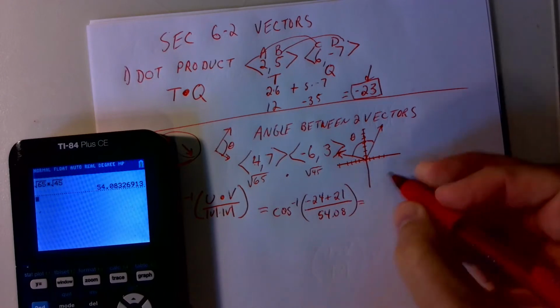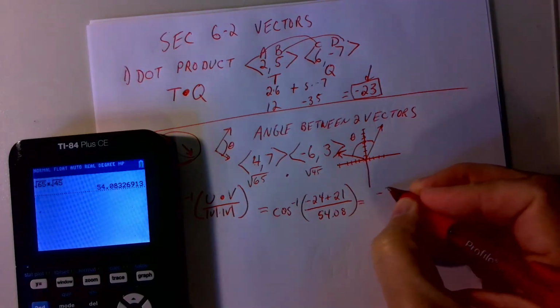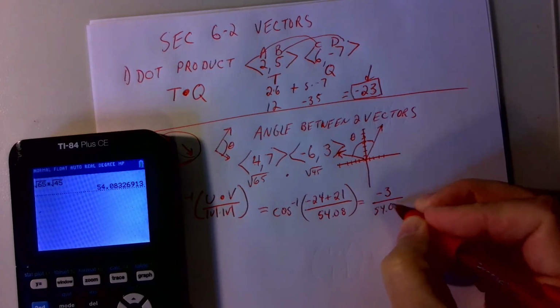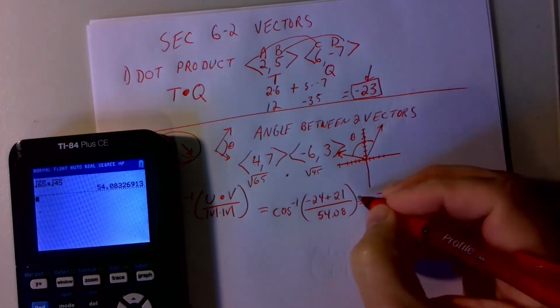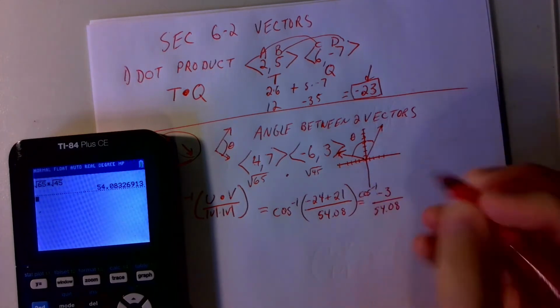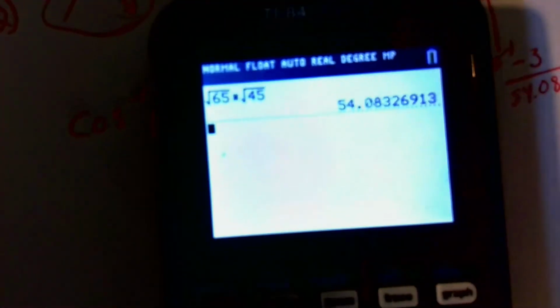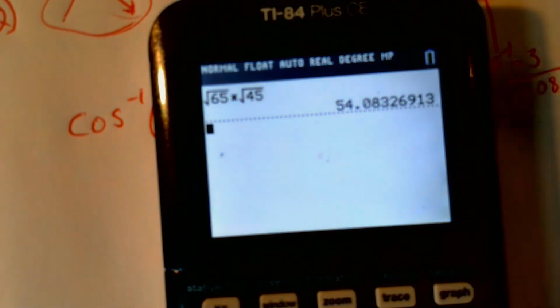And negative 24 plus 21 is negative 3 over 54.08. And remember, I want to do cosine inverse of that. So here we go. You can see it. Pull this out of the calculator so you can see it right there.